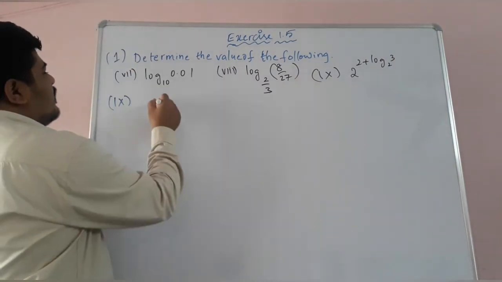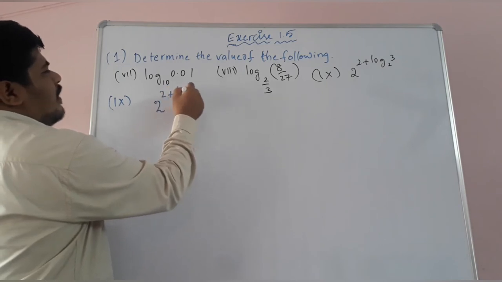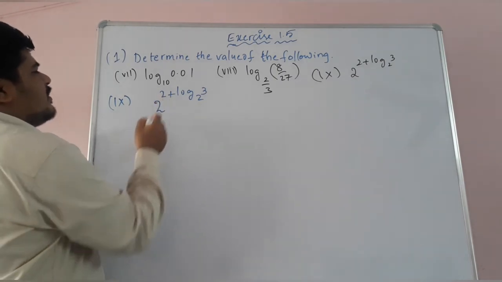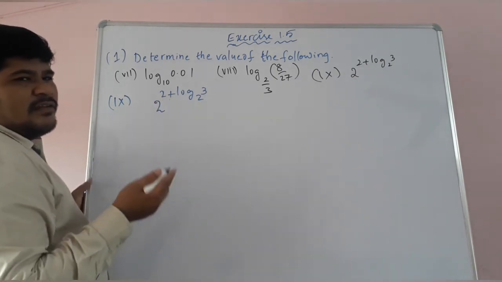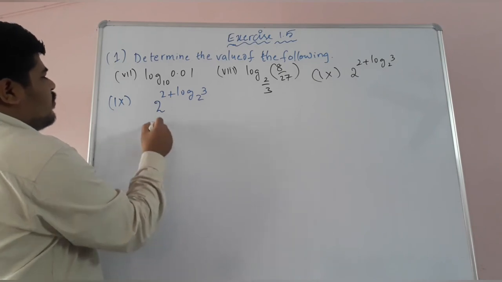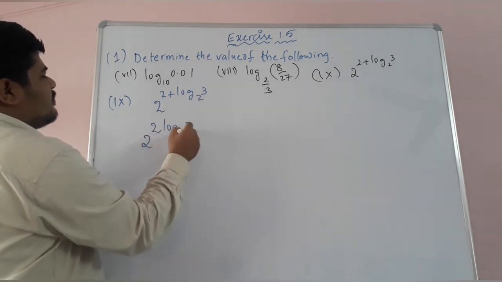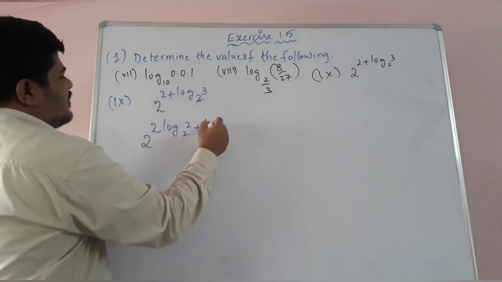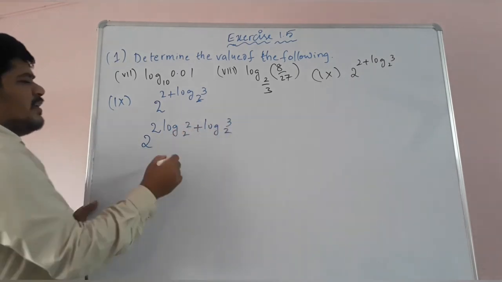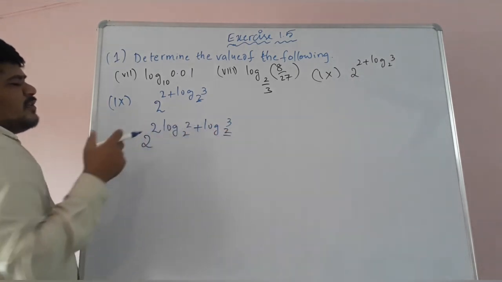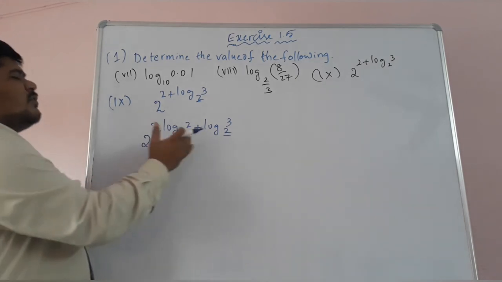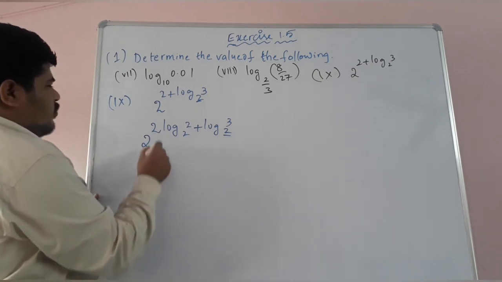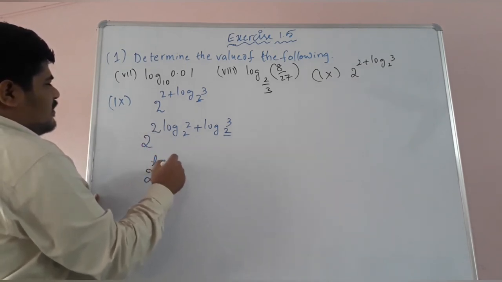Problem number 9. 2 power 2 plus log 3 base 2. Children, 2 into 1 is 2 only, because 1 is the multiplicative identity. So you can write here 2 power 2 log 2 base 2 plus log 3 base 2. Why have I taken log 2 base 2? Because here the base is 2, and we can write 1 as log 2 base 2. So if bases are the same, we can simplify that. That is the reason. And 2 power can be written as log 2 square base 2.